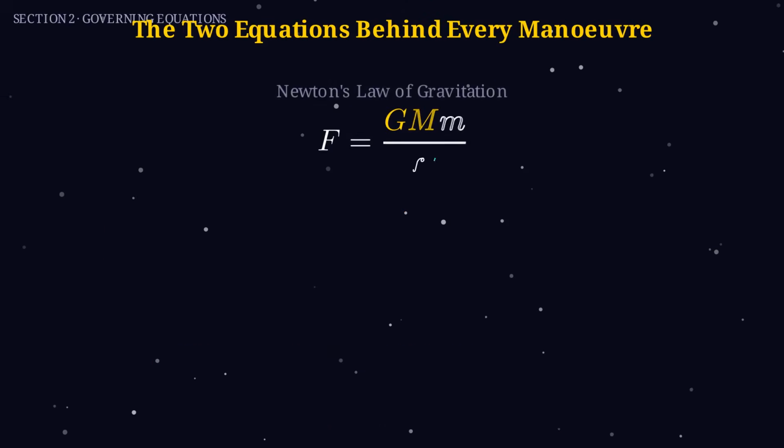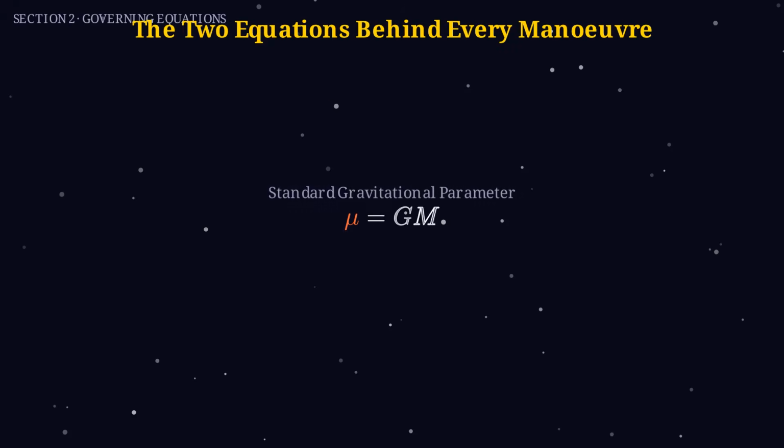Everything in this mission is governed by 2 core equations. First, Newton's law of universal gravitation. Force equals G times m divided by r squared. We immediately absorb G and m into one quantity, mu, the standard gravitational parameter. For Earth, mu equals 3.986 times 10 to the 14. For the Sun, it is 1.327 times 10 to the 20.